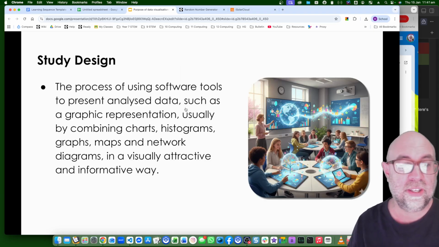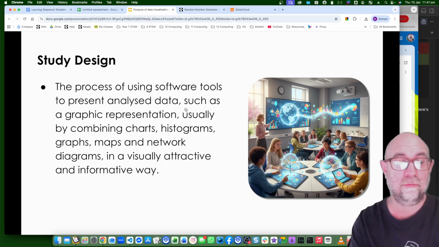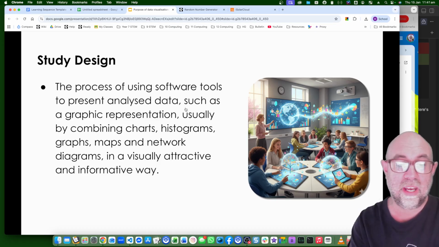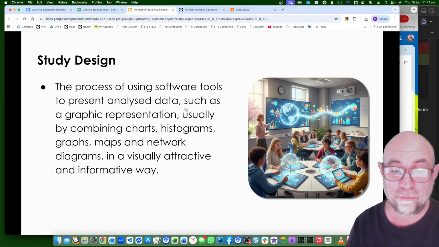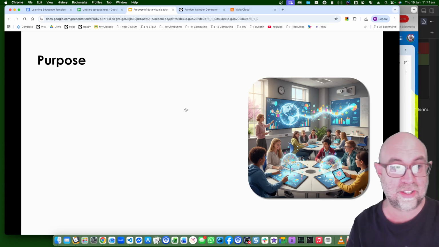The study design says that when we're talking about visualisations, we mean the process of using software tools to present analysed data. So analyse means bringing out patterns and so forth, such as a graphic representation, usually by combining charts, histograms, graphs, maps, network diagrams, in a way that is visually informative and attractive. So let's have a look at what that means in practice.